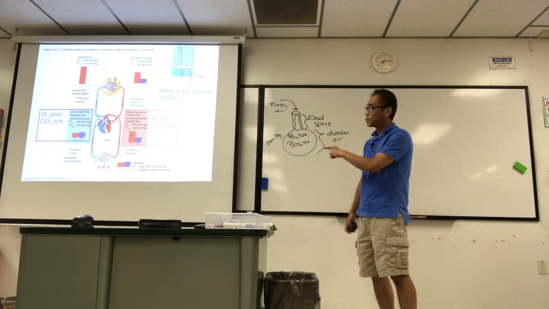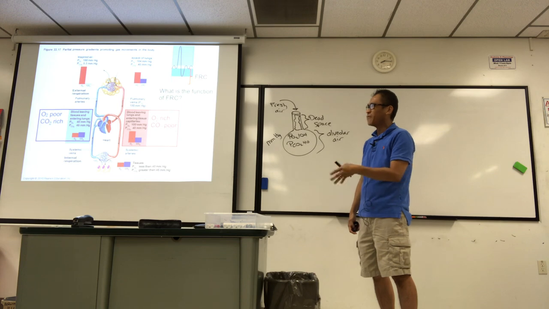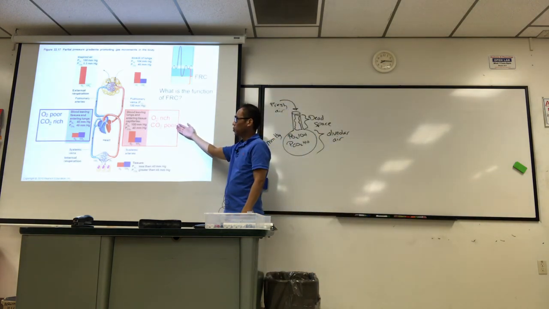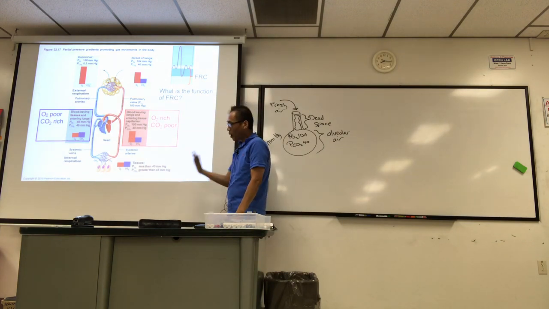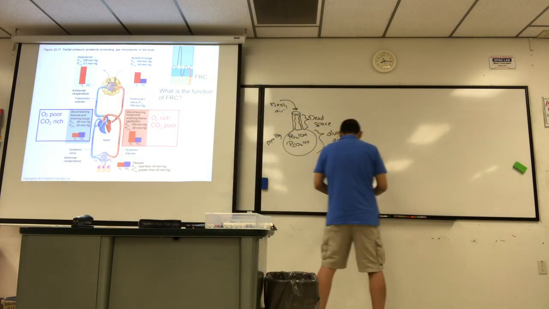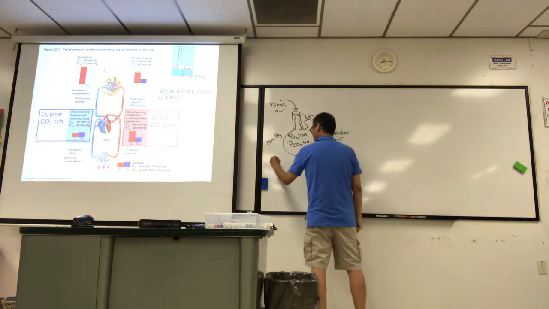And we can look at this picture. Throughout the course, I used the terms O2 rich, O2 poor, or CO2 rich, CO2 poor. But now we're going to put numbers to it. This figure uses the partial pressure to refer to the rich-poor idea. All right, so let's imagine you've got a pulmonary capillary.